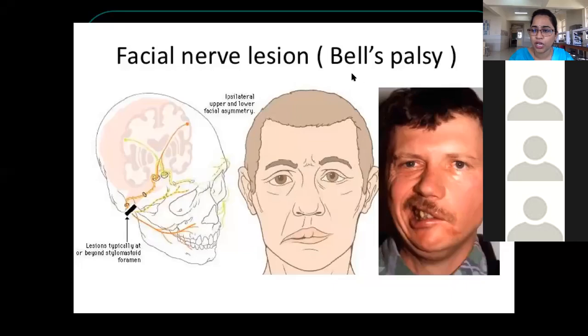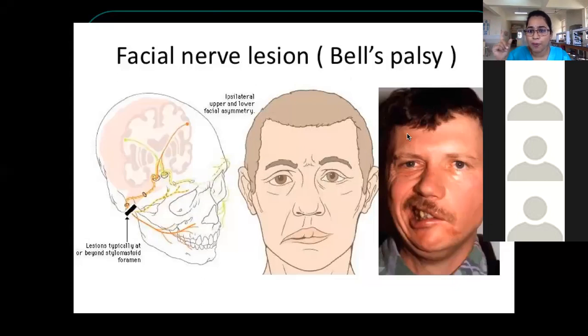Okay, so what is Bell's palsy? You can see that the forehead area is left free. It is not paralyzed. When we ask the patient to frown, you can see nice horizontal wrinkles. So the upper head is left off. Only the lower part of the face is paralyzed. Then you know that this is an upper motor neuron injury.